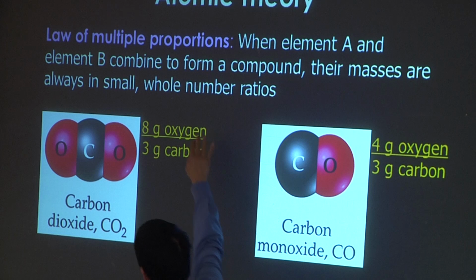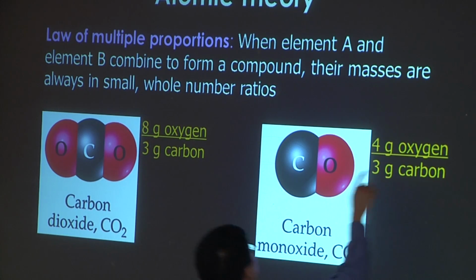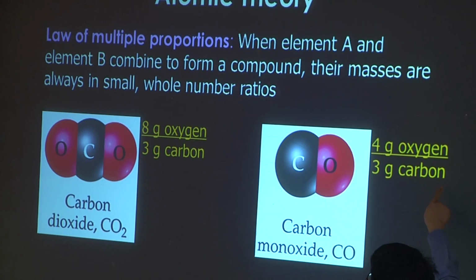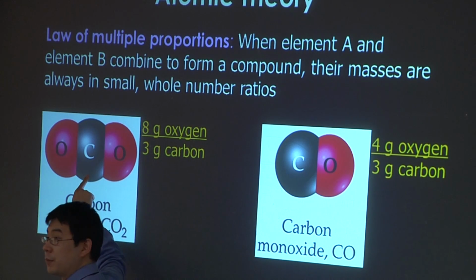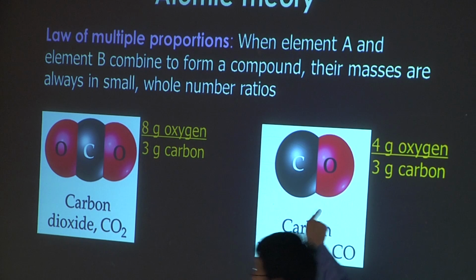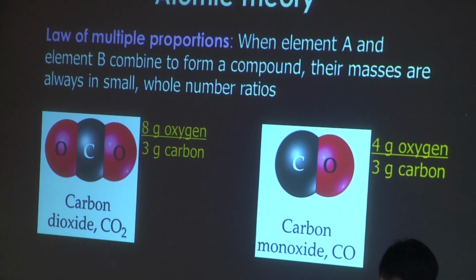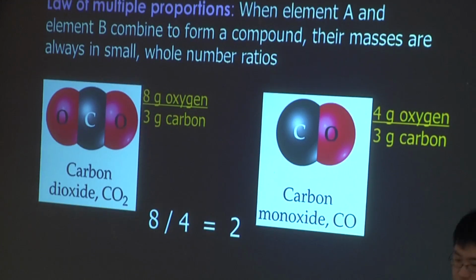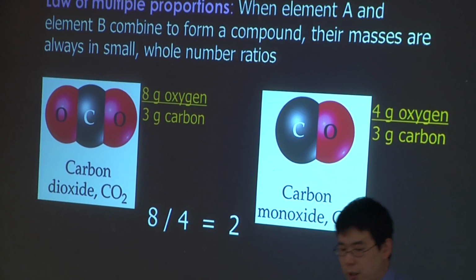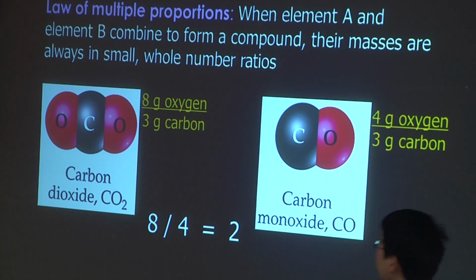But here you have 8 grams of oxygen for every 3 grams of carbon, and here you have 4 grams of oxygen for every 3 grams of carbon. 8 divided by 4 is also going to give you 2. What does that tell you? That tells you there's twice as much oxygen here as there is here. Carbon dioxide has twice as much oxygen as carbon monoxide.